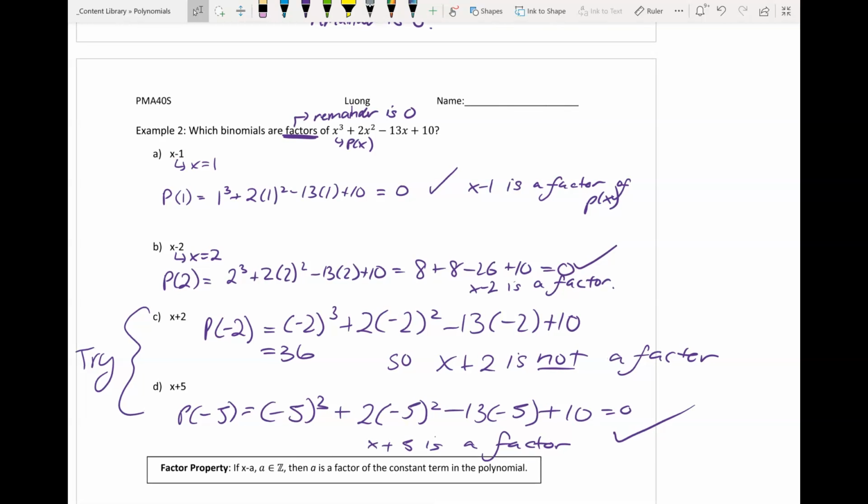So here is the solution for C and D. If you plug in p of negative 2, you're going to get 36 as your remainder. So that means x plus 2 is not a factor of p of x. If you put in p of negative 5 and calculate that, you will get a remainder of 0, which means x plus 5 is a factor.